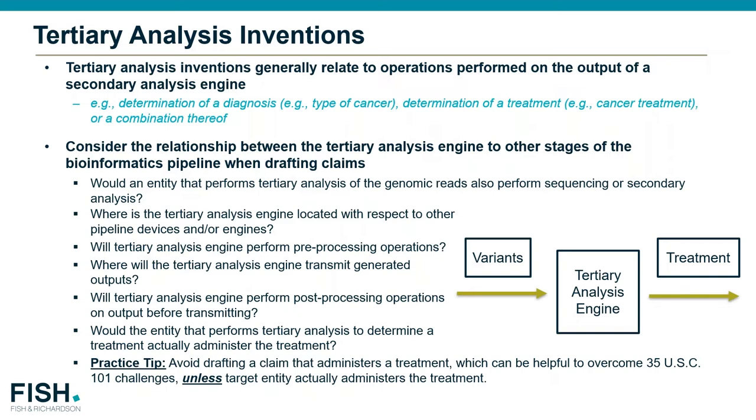This brings up another key thing to think about: would the person or entity or company performing the tertiary analysis actually administer a treatment? A lot of times people may jump to put administering a treatment into a claim that may fall in this space, and that can be very successful in overcoming 101, but it can also be very successful in creating a divided infringement problem if the entity performing the tertiary analysis processing is not the entity that is going to administer the treatment. So it's another thing to keep an eye on, and weigh the benefits you would get in overcoming 101 versus the value it gives you in a patent claim. Next slide, please.